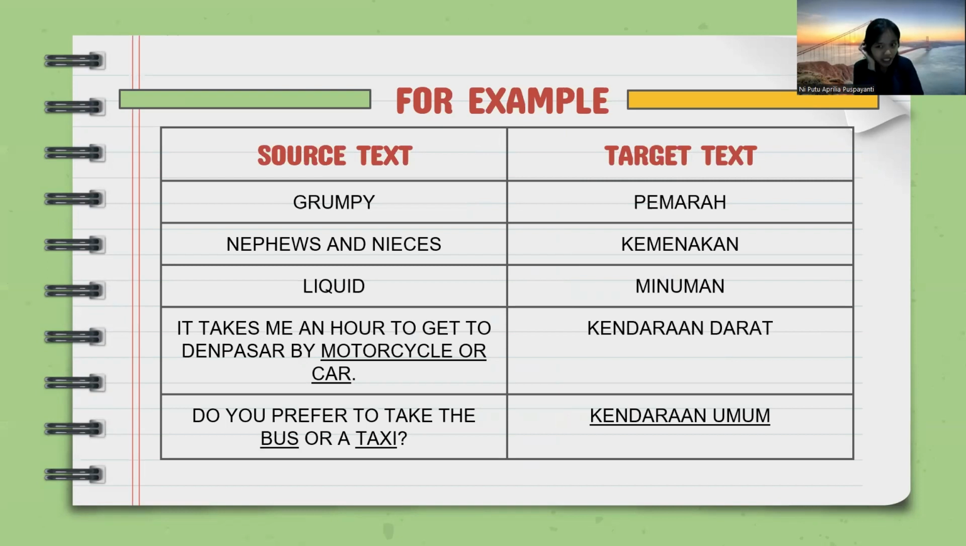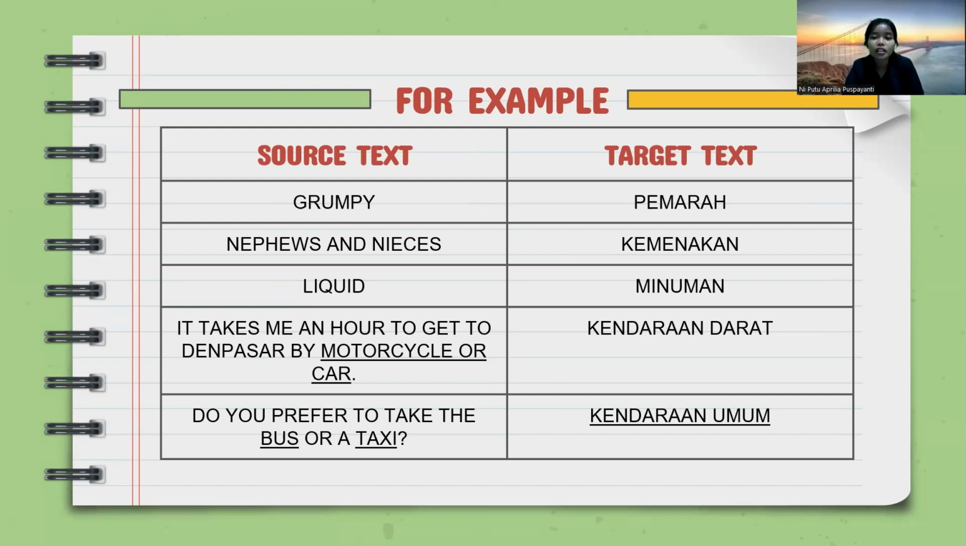So, here are some examples of these techniques. Number 1 is grumpy, and the target text is pemarah. But let's look at one of the examples in number 4. The source text is, it takes me an hour to get to Denpasar by motorcycle or car. There is a slight difference between the source text and the target text. The difference is in the translation of the name of the vehicle. See, the source language mentioned two vehicles, right? The car and motorcycle. But something is different in the translation.